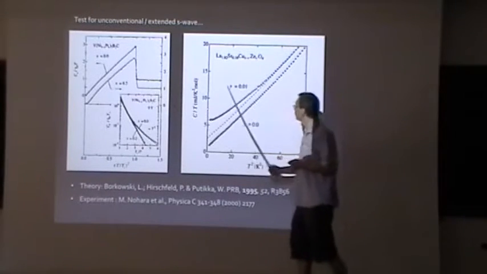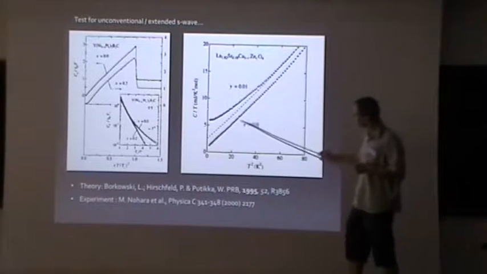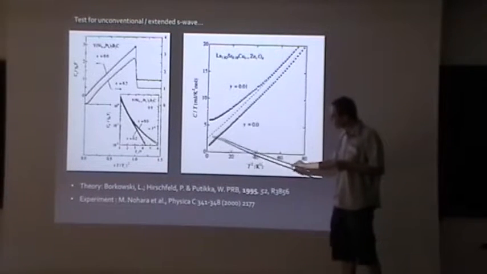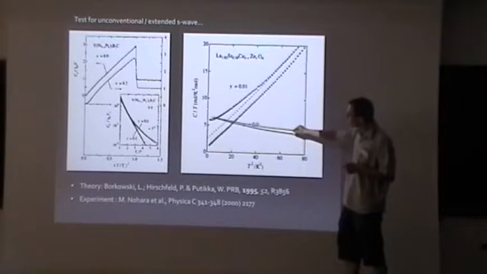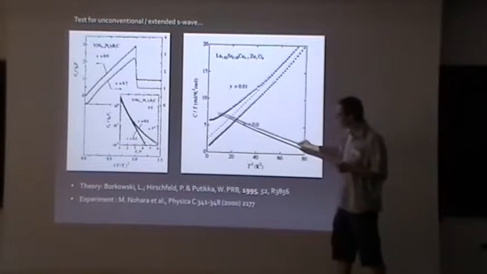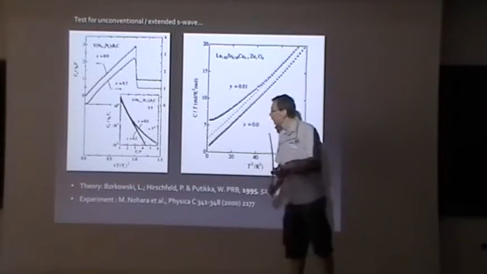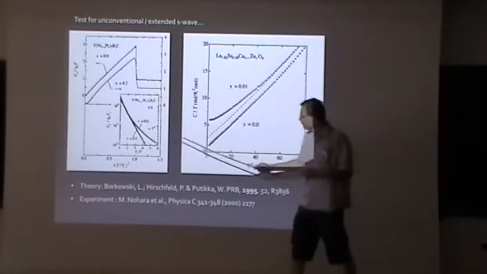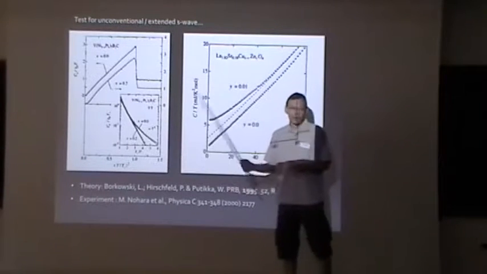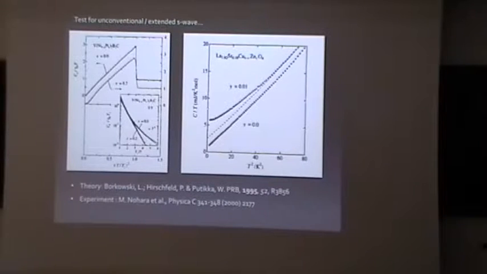This is to be contrasted, for example, with the case where you have a rather pure system, which extrapolates almost to zero, and when you add impurities, you have a finite density of states and a finite specific heat, C/T, at low temperature. So in this case, you destroy the gap and have a finite density of states. In the conventional case, impurities will reopen the gap. This is quite important because it's probably the only way to distinguish between S plus minus and S++ in the pnictides.